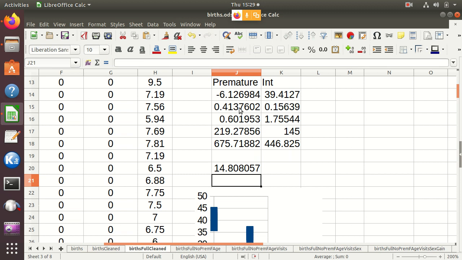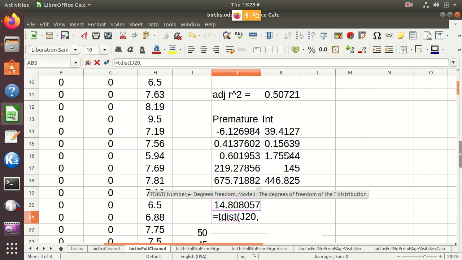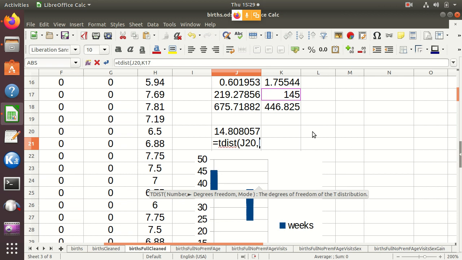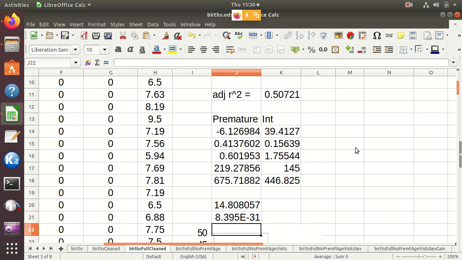We can check it, just to show that we can, and it doesn't take long. I need that value. I need the degrees of freedom, which I get right there, the 145, and then a 2 for a two-tailed test. Hit enter. Yeah, 10 to the negative 31st. Really small. Okay, so my p-value is very, very small.